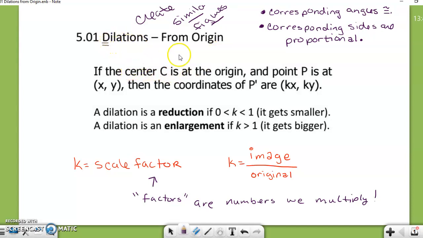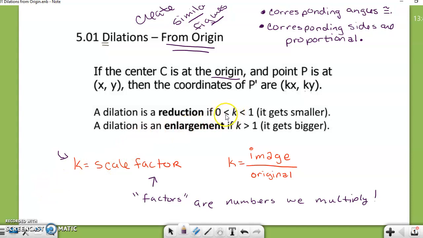All right, so we can do dilations from the origin, and that's what we're going to focus on in this lesson, and then we'll have another lesson about dilations from a point. So if C is the center and it's at the origin, and that's going to be our center of dilation, point P is at x, y, those are just the coordinates, then P prime is going to be K times x and K times y, where K is your scale factor. Factors are numbers we multiply, such as 2 times 3 equals 6. 2 is a factor, 3 is a factor, and 6 is a product.